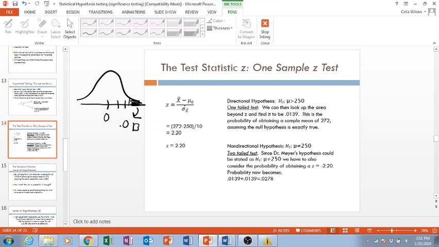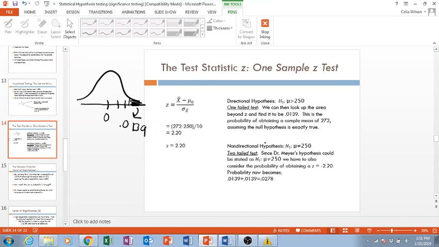So the probability he would have gotten the sample mean he got if the hypothesis is true, that's a 1.3%, by the way, is 0.0139. Okay, now this is for a one-tailed test. If he thinks that the population mean of fourth grade homeschooled students is greater than 250, this is it. This is all we care about.